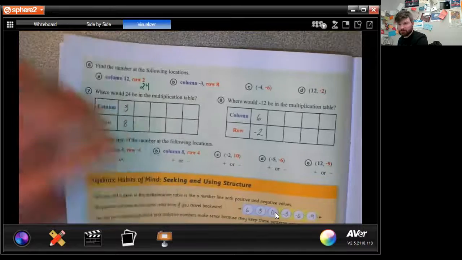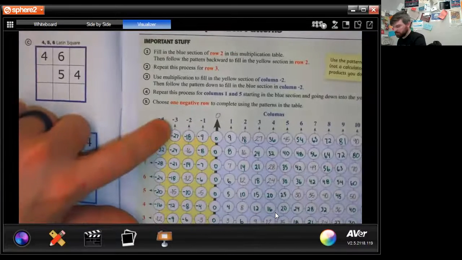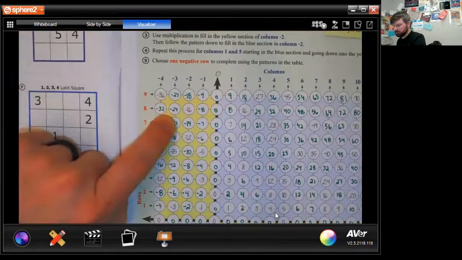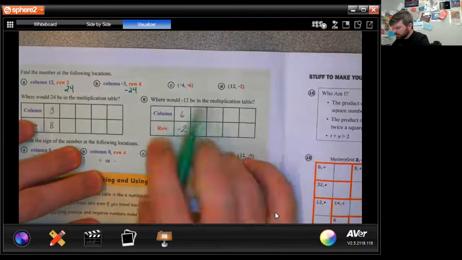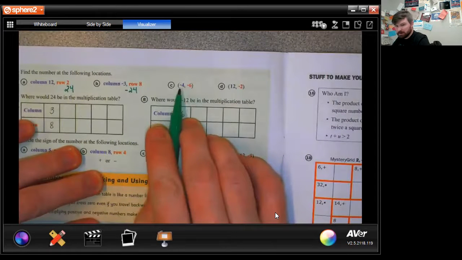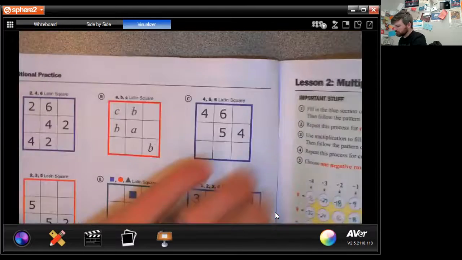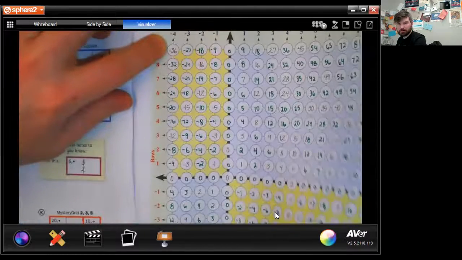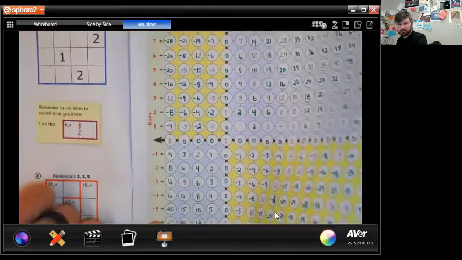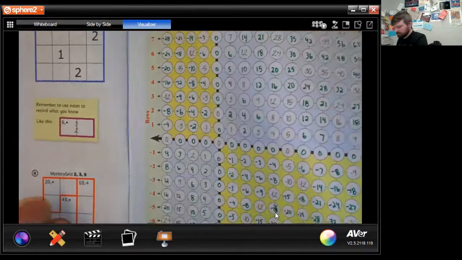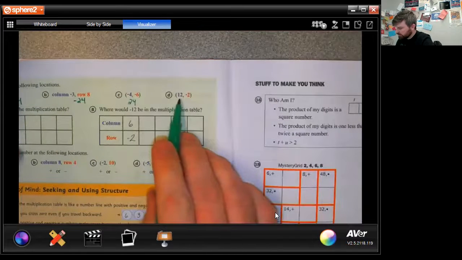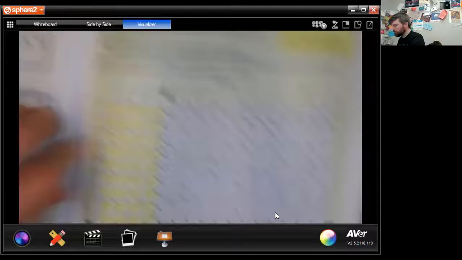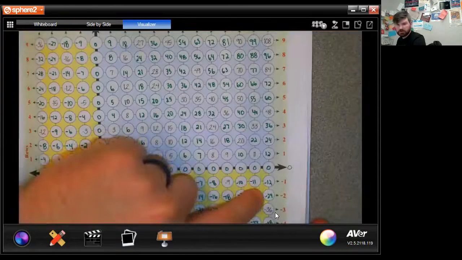Column -3, row 8. Column -3, row 8 was also 24, but it is negative. So -24. Okay. -4, 6. So that's column -4, row -6. So -4, -6. Can't see that. That is 24 as well. And then 12, -2. So column 12, row -2 is -24.